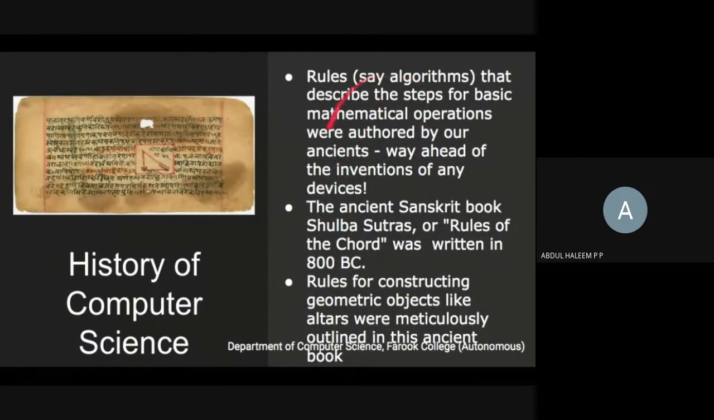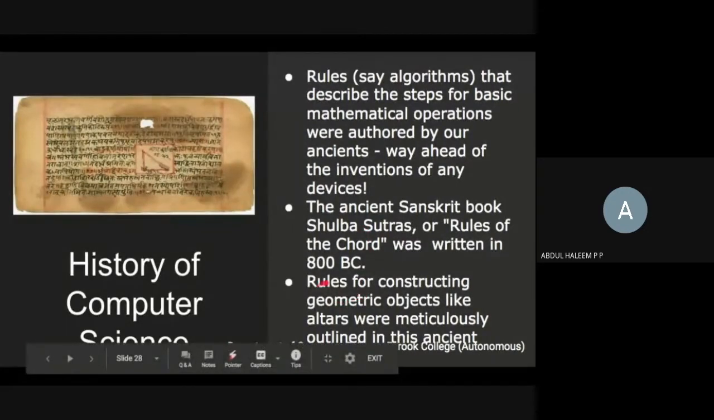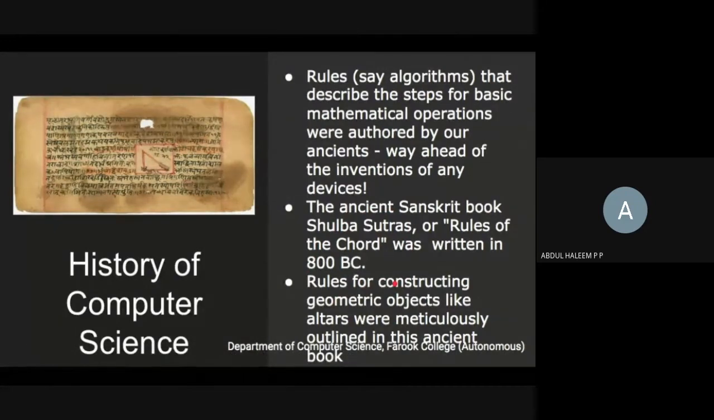See, these rules were in force even centuries back. There are many instances to quote. And you can see in history a book called The Rules of the Code, or Shulba Sutras, which was written in 800 before Christ. And this book was written in India by Indian scholars. There, how geometric shapes could be formed was clearly articulated. And this is still considered an authentic book for building geometric objects.